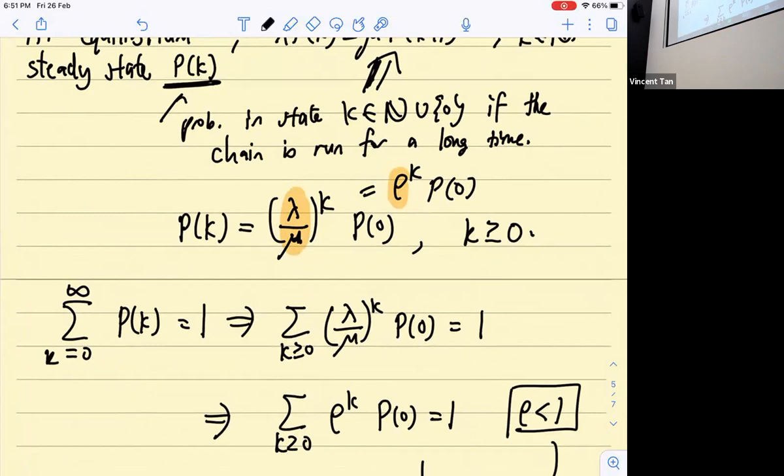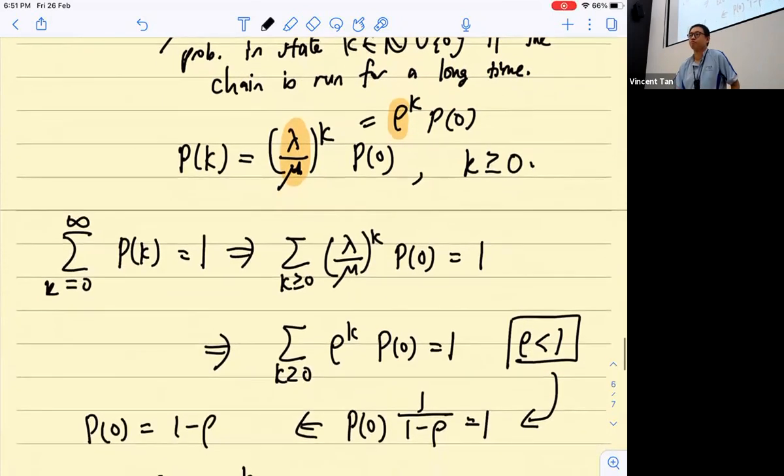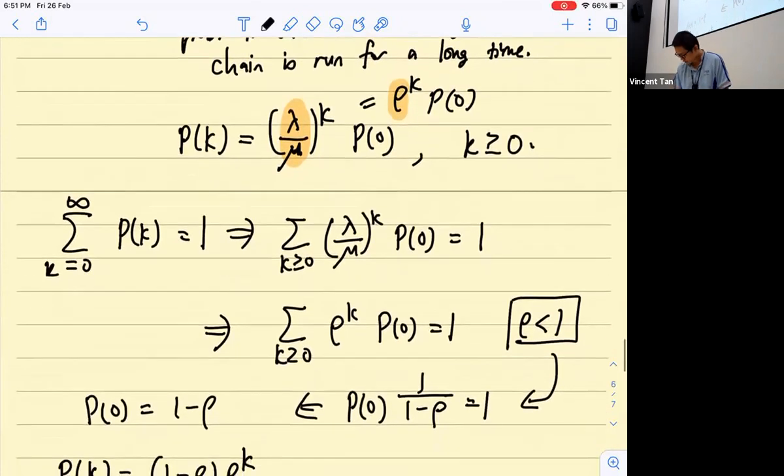Some people are talking here among themselves. Yeah, we need to make sure, Jingyang, that rho is less than 1. No need in magnitude because rho is positive, because all these are rates. Lambda over mu is positive. Okay. Right. So that means lambda cannot be equal to mu. Lambda equals to mu, this does not sum up also. Right.